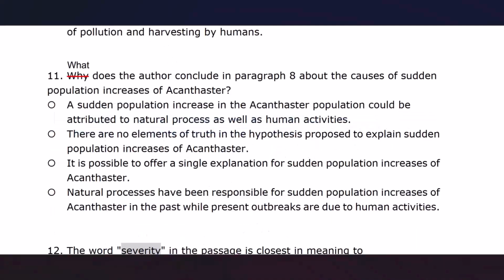So this option is wrong because indeed there are elements of the truth in the hypotheses proposed to explain sudden population increases of Acanthaster, because according to the paragraph, all hypotheses have an element of the truth, have a degree of truth, although there is no single explanation for the phenomenon of Acanthaster outbreaks.